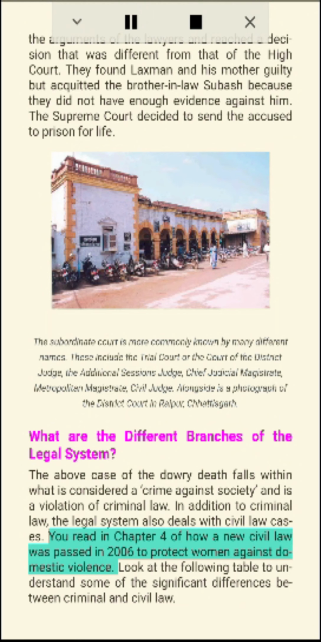You read in Chapter 4 of how a new civil law was passed in 2006 to protect women against domestic violence. Look at the following table to understand some of the significant differences between criminal and civil law.